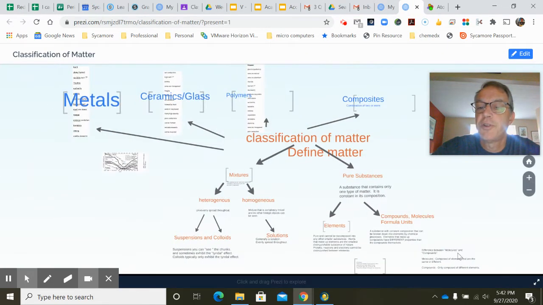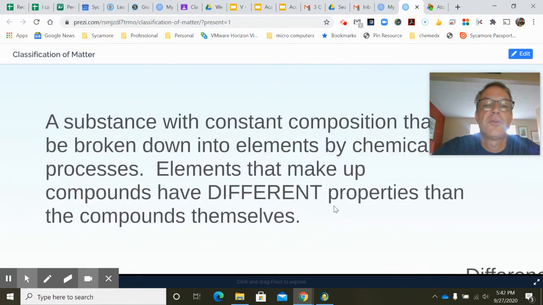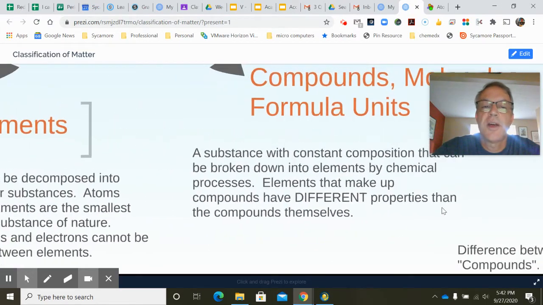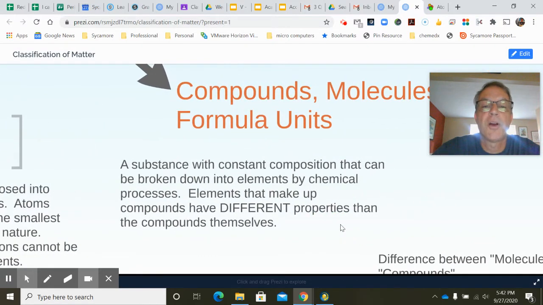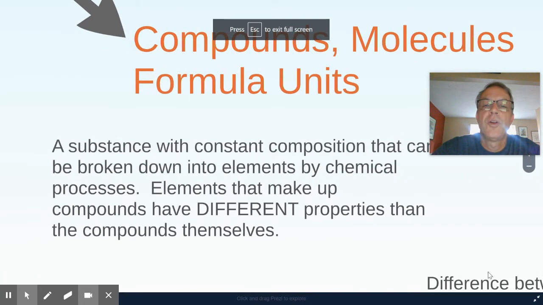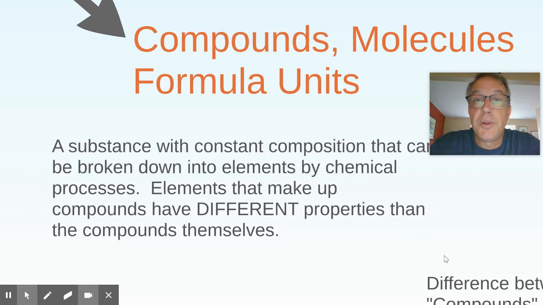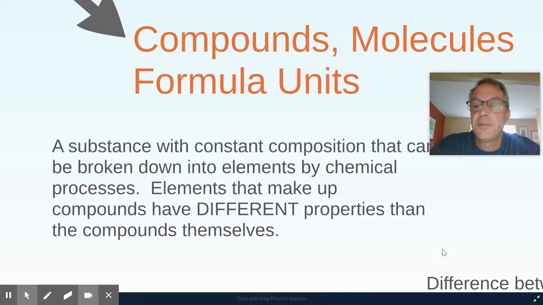The other types of pure substances are called compounds and molecules. A compound is any substance that can be broken down to elements by a chemical process. Elements that make up compounds have different properties than the compounds themselves. Again, going back to water, H2O, you can imagine that hydrogen and oxygen by themselves are very flammable and explosive, but with water, H2O, every compound of water is the same makeup, and the properties of water are very different than the elements that make them up.